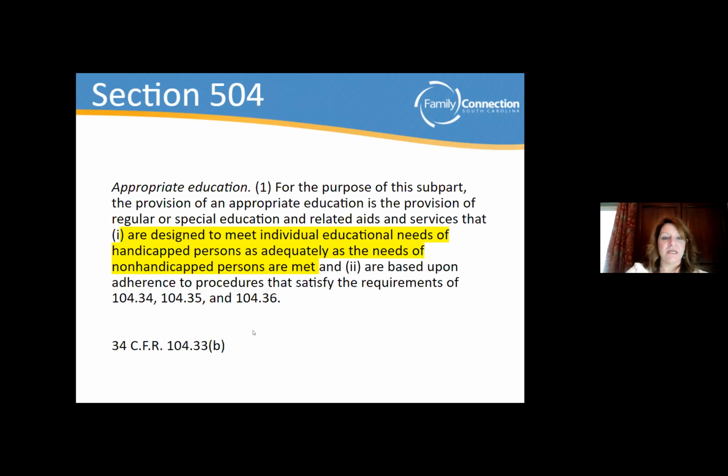Another code reference, it should be assured that these accommodations are put in place to provide an appropriate education, and that they're designed to meet individual educational needs of people with disabilities. They refer to them as handicapped persons here, as adequately as the needs of non-handicapped persons are met. So within this section, it's really referring to removing all those barriers so the person can access all of those things that education provides.